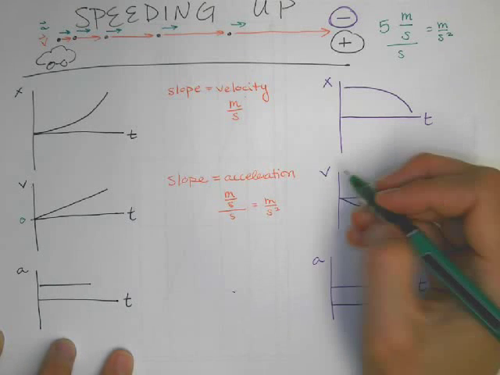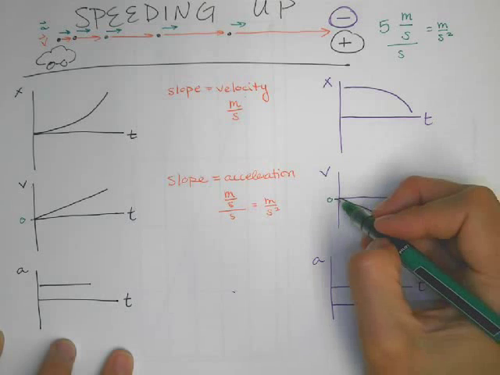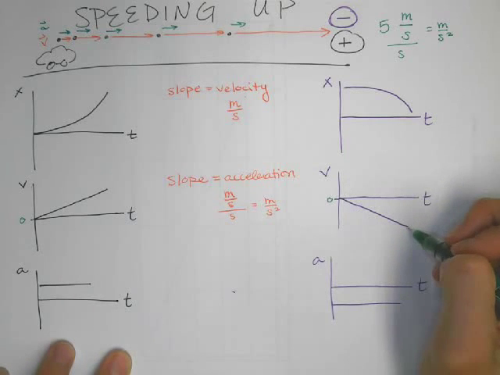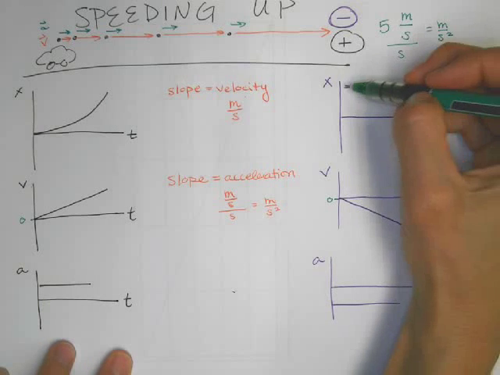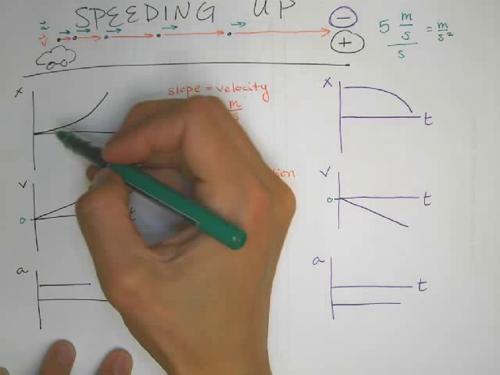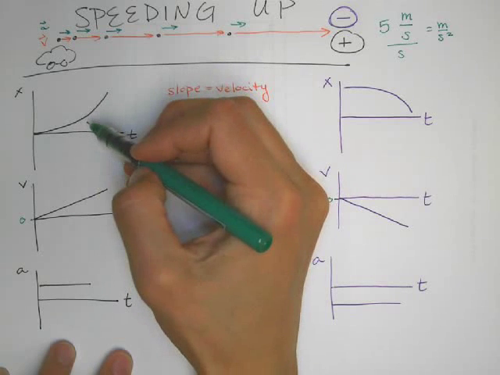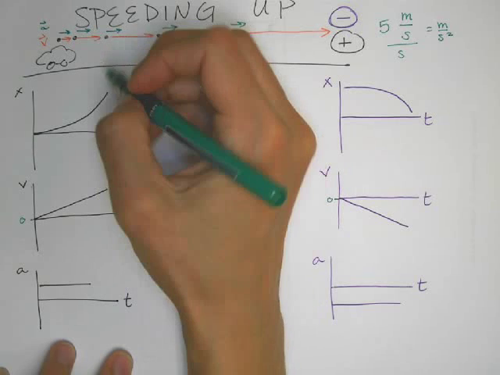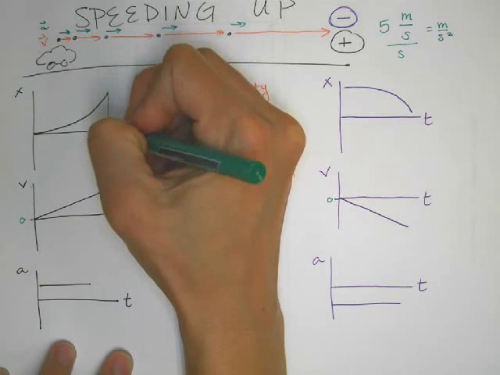Over here, same thing. This is zero velocity. As time goes on, the line gets farther and farther from zero. That tells us that it's speeding up. Up here, our slopes get steeper as time goes on. So when we have a steeper slope, we cover more position for every chunk of time.